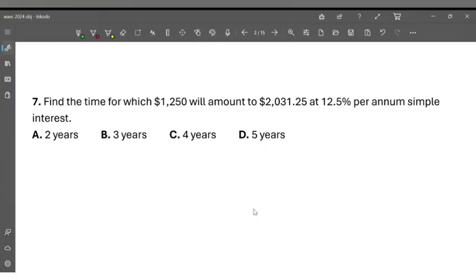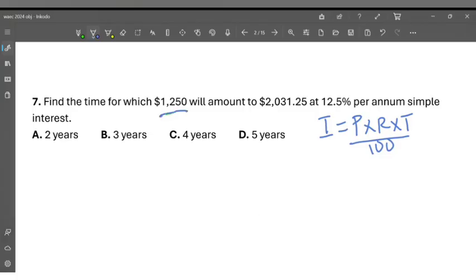All right, so welcome to question number 7. It says: find the time for which $1,250 will amount to $2,031.25 at 12.5% per annum simple interest. So the first thing I ask myself is, what is the formula for simple interest? I know that simple interest, or interest, is equal to principal times the rate times the time over 100. Now the question says we should look for time. We are given the principal in the question, $1,250.